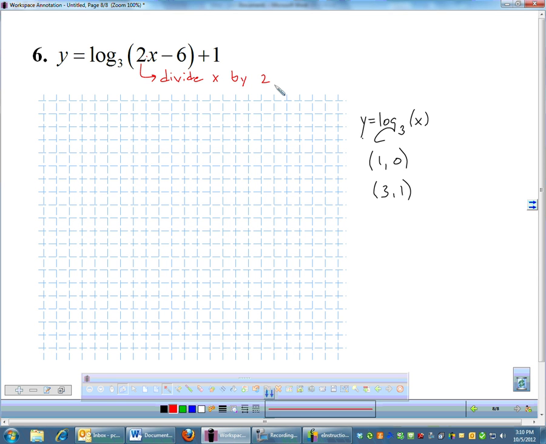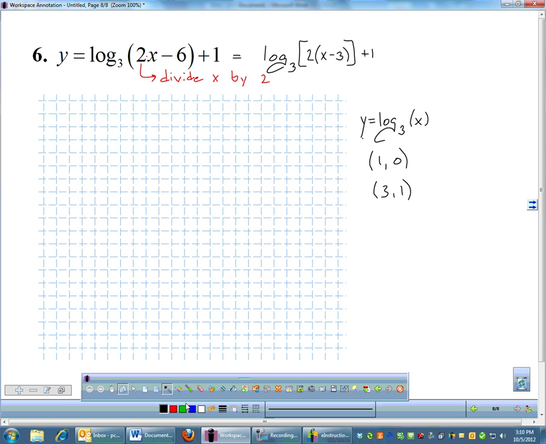The x's will be divided by 2, but where you might mess up is you see that minus 6, you may be thinking right 6, but before you identify any transformations, you have to see a 1x. So before I decide my shift, I'm going to pull a 2 out, still inside the log, but I'm going to write that as instead of 2x minus 6, let's change it to 2 parentheses x minus 3. Same thing. But now it's actually shift right 3, not 6.